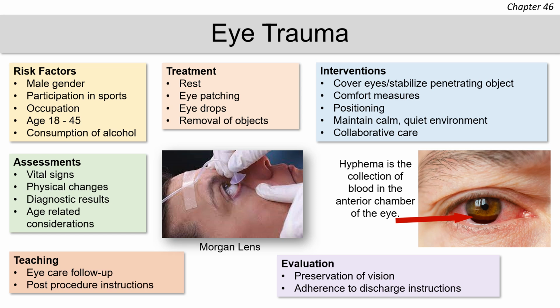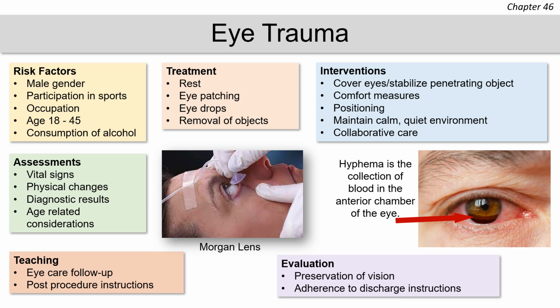Positioning just depends on the type of injury, but usually eye injuries may require the head of the bed to be at 30 to 45 degrees so it can decrease the patient's intraocular pressure. We want to maintain a calm, quiet environment, minimizing environmental stimuli, and that will promote rest, and it'll also minimize the eye movement so that doesn't exacerbate the injury. And then collaborative care. So we want to get an eye specialist on board for any type of traumatic injury to the eye because we want to preserve eye function.